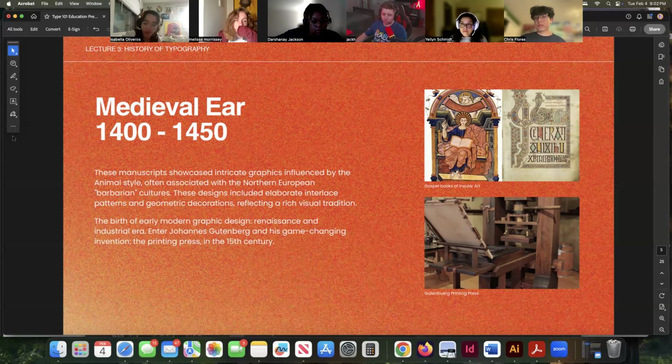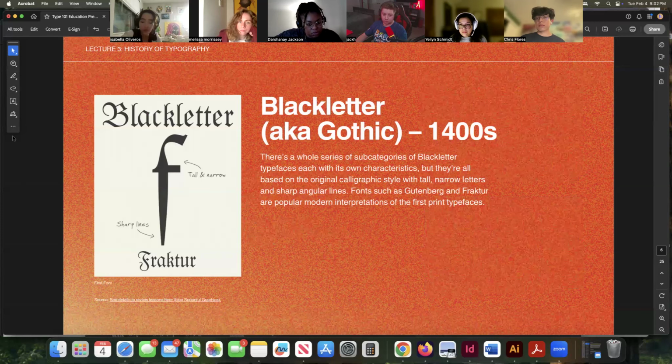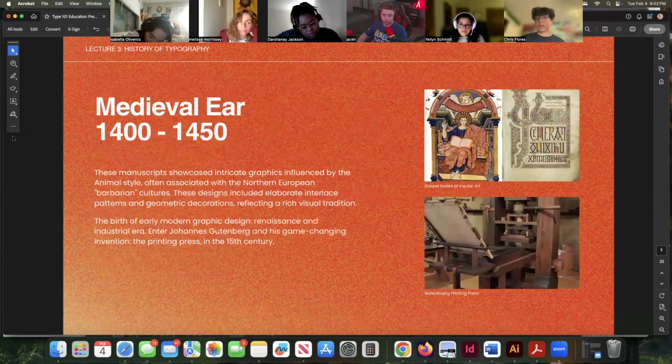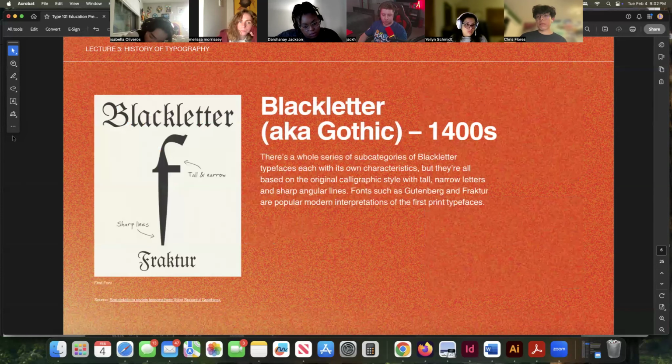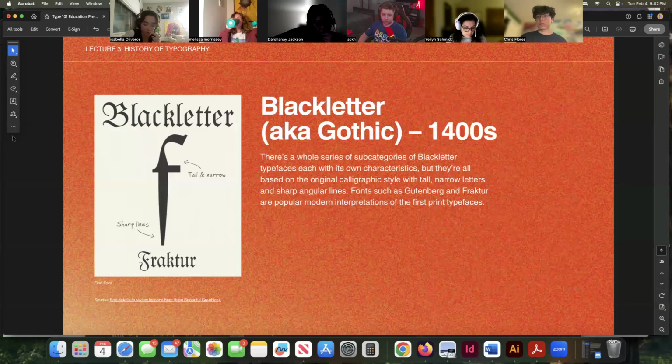and his game-changing invention, the printing press, which, just to let you know, the Chinese had also invented printing with porcelain letters prior to this, and we're doing printing prior to this, but this is when it became industrialized. So from that, we get the black letter, which was used during the 1400s. And we have Fraktur, which is also known as black letter. And there are a lot of forms of black letter out there. This is not the only one, but it's the main one.